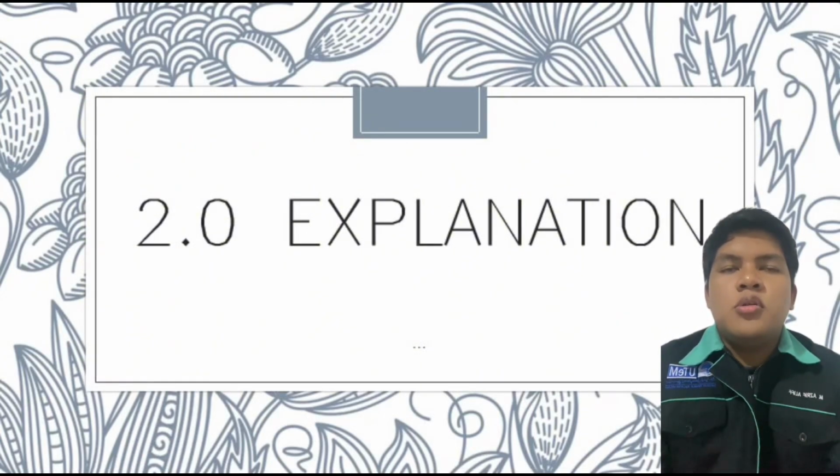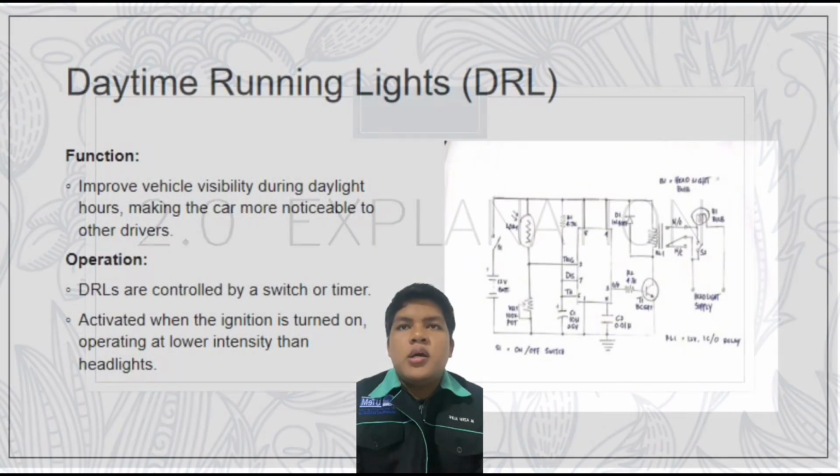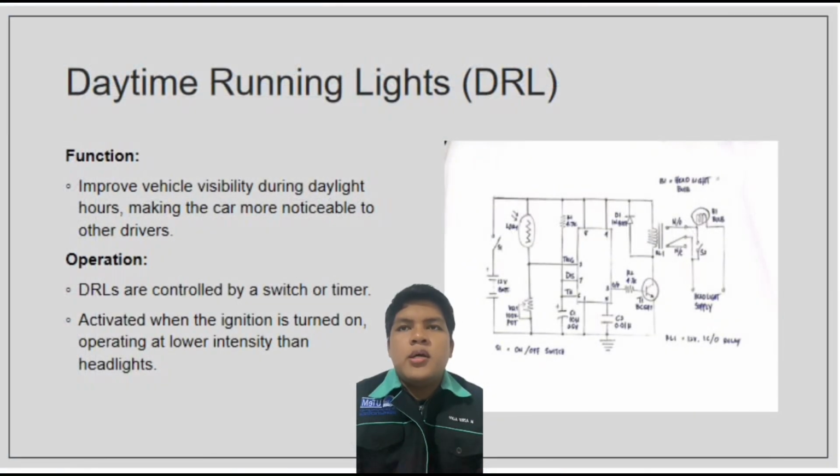Assalamualaikum, my name is Muhammad Alif. Now I will continue our presentation about the explanation of DRL and adaptive headlights. DRL, daytime running lights, function during daylight hours, making the car more noticeable to other drivers. Operation is controlled by a switch or timer. They activate when the ignition is turned on, operating at lower intensity than headlights.